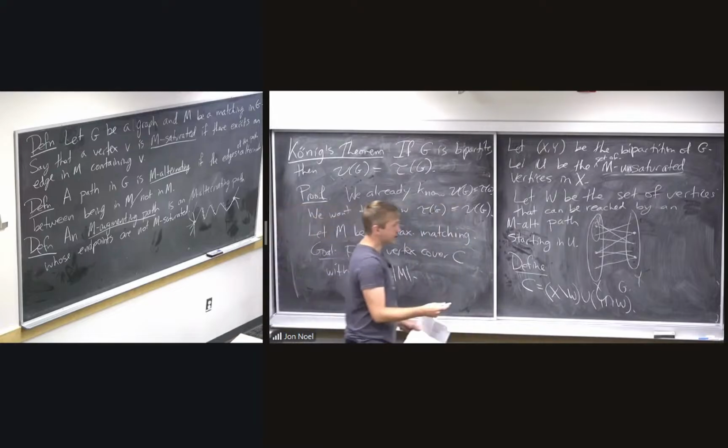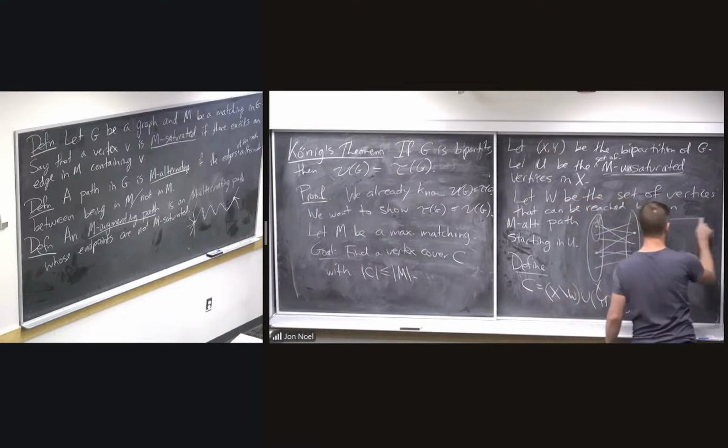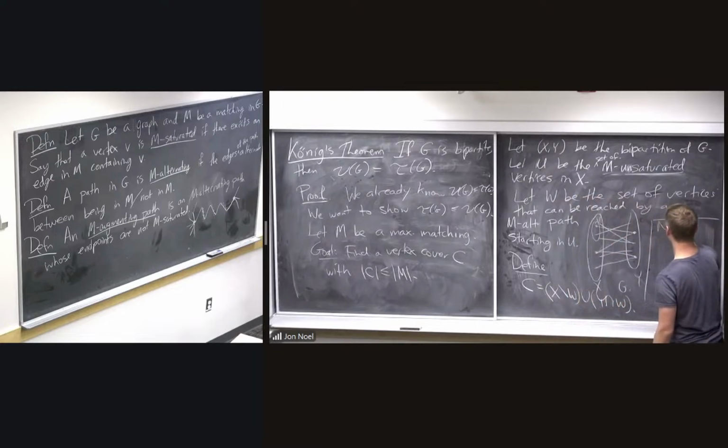So what I need to show is firstly that C is a vertex cover. And I need that the size of C is at most the size of M. It's actually going to be equal, but yeah.